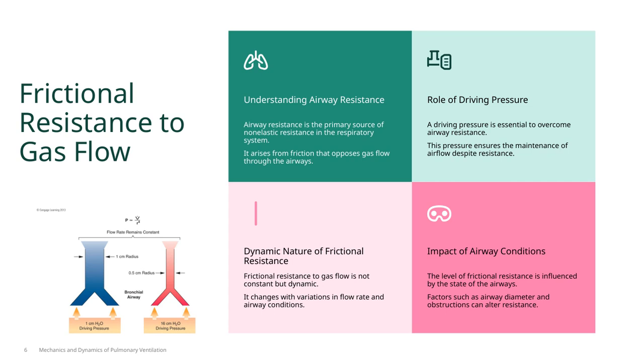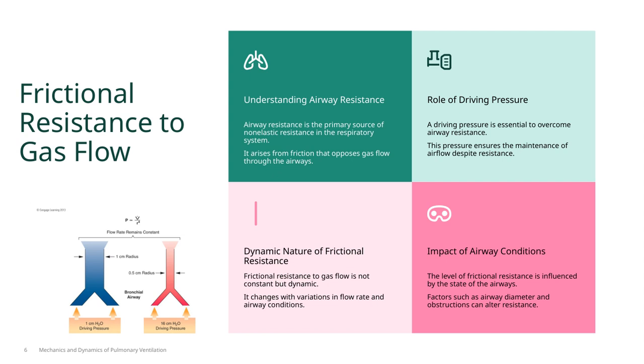Let's take a closer look at the mechanics and dynamics of pulmonary ventilation, starting with understanding airway resistance. Airway resistance is really the main source of what's called non-elastic resistance in the respiratory system. Essentially, it's the friction that opposes the flow of air through the airways. This frictional force can vary depending on different factors, which makes it quite dynamic in nature. Now, this friction isn't a static thing. It changes as the airflow rate changes and as the condition of the airways themselves change.